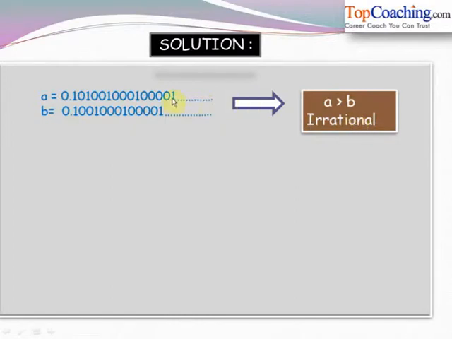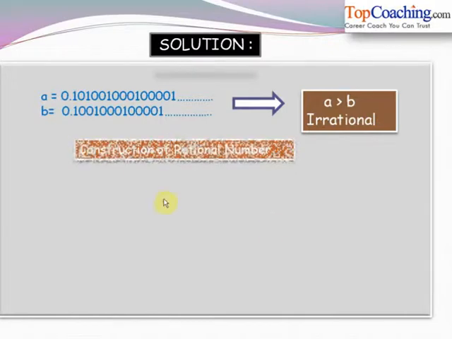At the same time, we can see that it is a non-terminating and non-recurring decimal. Therefore, A is an irrational number. Also, B follows the same trend and thus B is also an irrational number. So, A and B are two irrational numbers where A is greater than B. Now, we have to find a rational number and an irrational number between these two numbers. Now, let's see the construction of a rational number between A and B.